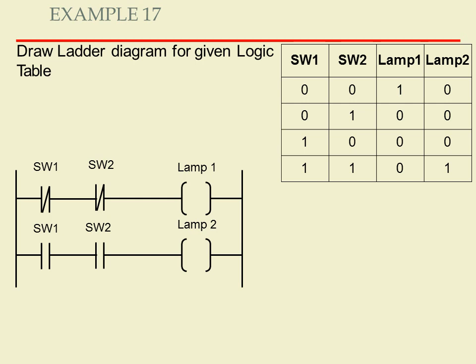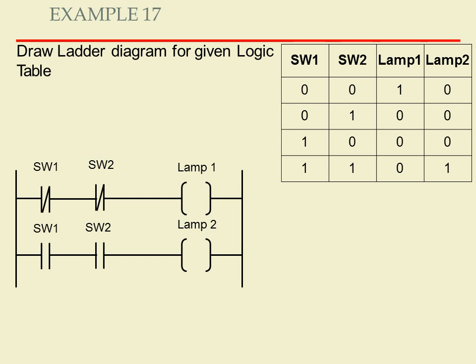So we have to make the combination of the switches, taking reference in example number 15 and example number 16. Now consider only lamp 1, the part of the table which contains switch 1, switch 2 and lamp 1 only. For 0 0 it should be 1, for 0 1 it should be 0, for 1 0 it should be 0, and for 1 1 it should be 0.